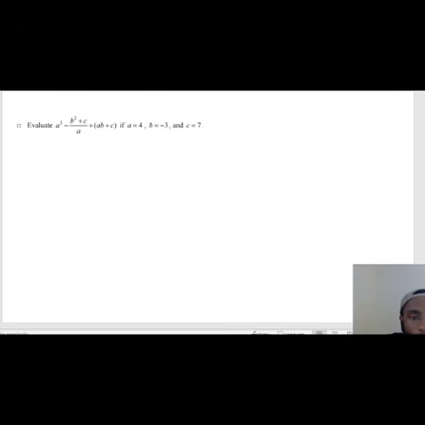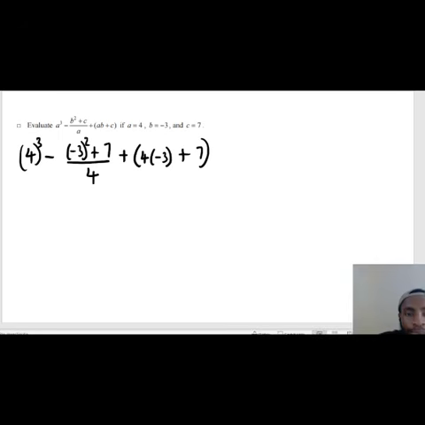Now this one is basic. You just have to put in all the values. So a cube is what? A is 4, so 4 cubed, minus 3 squared, plus 7 over 4, plus AB. AB is 4 times what? B, which is minus 3, plus C is 7. So what would this give us?